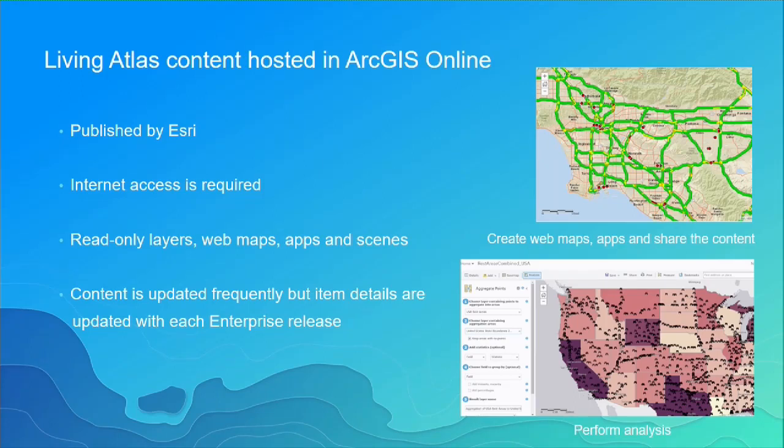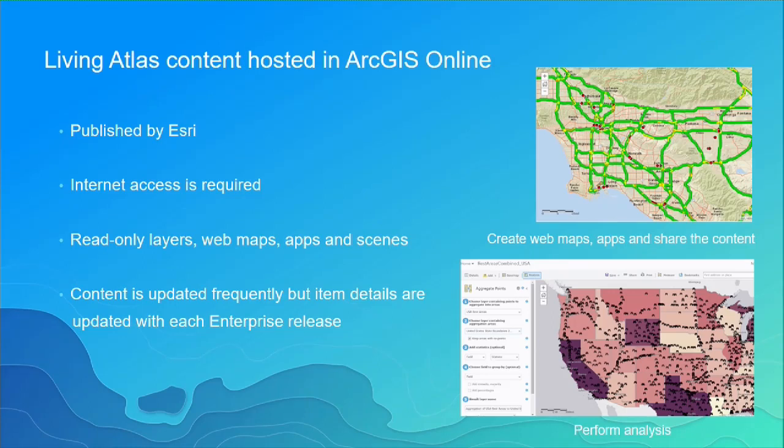For the content, we only select content that is published and maintained by Esri, to make sure we have a reliable source with beautiful cartography and up-to-date, ready-to-use content. By nature, the content is hosted in ArcGIS Online, so your enterprise deployment does require internet access. This content is read-only, which means enterprise users are not able to alter the content itself from the source. The content includes different types of layers, web maps, apps, and scenes.